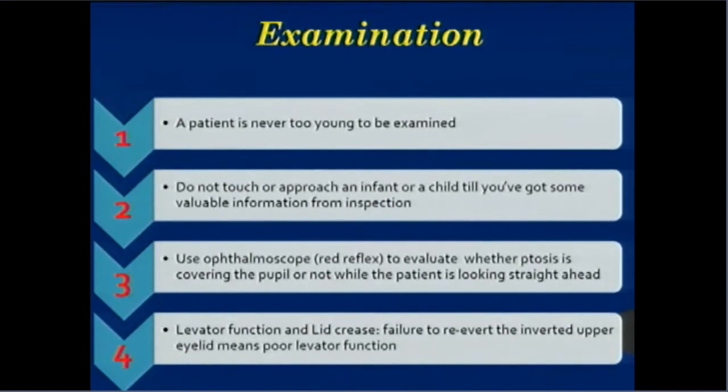If you decide to operate on the patient, should I go for levator resection? Should I go for frontalis sling? The levator function is very crucial in this issue. When you see a child and the lid crease, what I always hear from residents is that congenital ptosis has an absent lid crease. This is not the scenario. The lid crease is directly related to the levator function. If the levator function is poor, you will not find the lid crease. But if the levator function is good, fair, or excellent, the lid crease will be evident. The better the levator function, the more obvious the lid crease. So the lid crease can tell you about the approximate levator function. It is not an actual figure, but at least you can differentiate poor levator function from fair or good levator function.